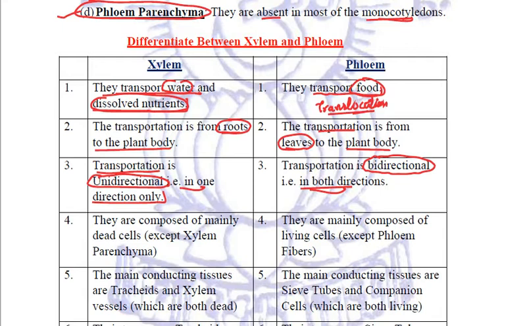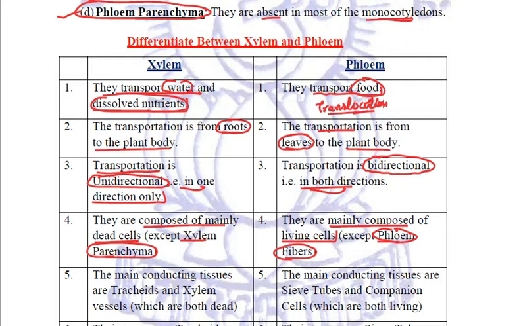Now, quite an important difference is that xylem is composed of mainly dead cells. Except xylem parenchyma, all the other types of xylem, whether it is vessels, tracheids or xylem fibers, are dead cells. Only xylem parenchyma is living, right? Whereas phloem is mainly composed of living cells except phloem fibers, which are dead cells, whereas all the others, like companion cells, sieve tubes and phloem parenchyma, are living.